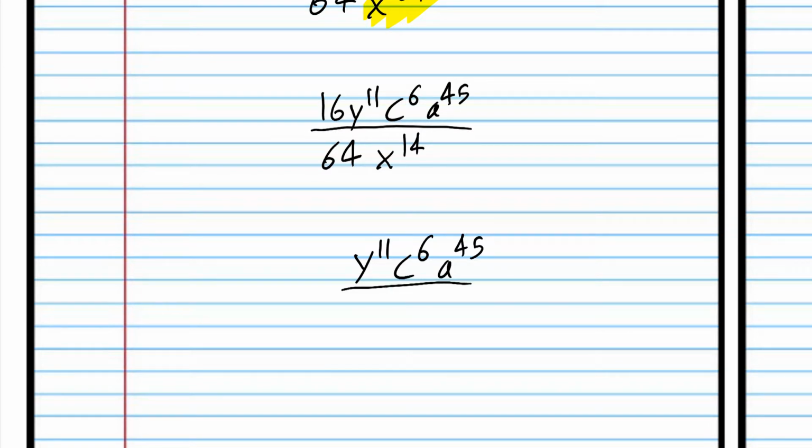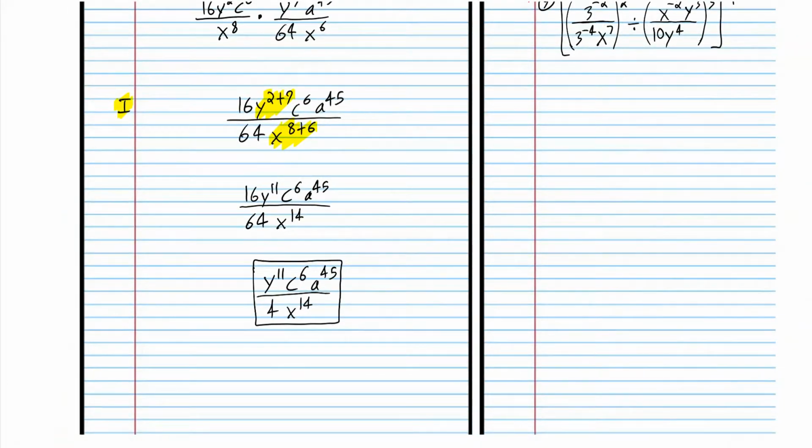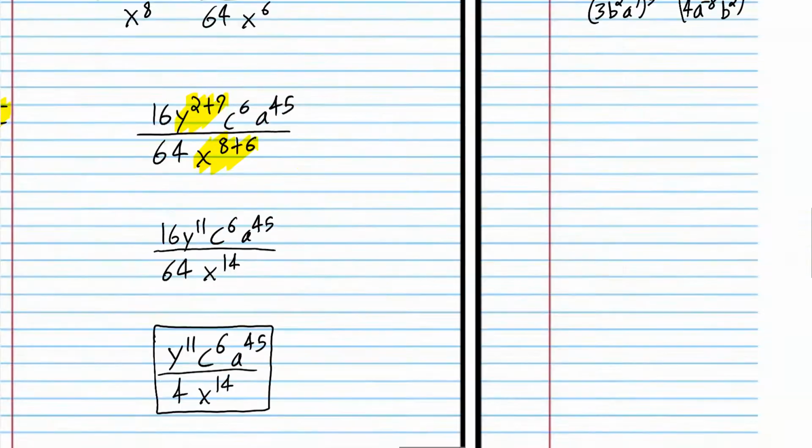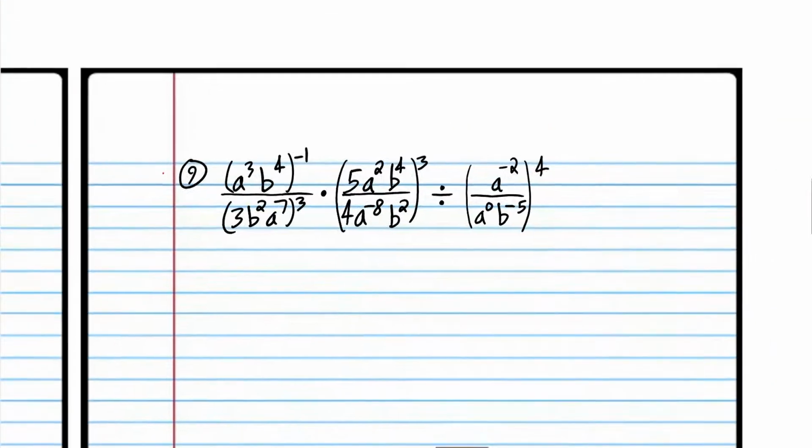And 16 divided by 16 is 1, and 64 divided by 16 is 4. And there you go. So that's the final answer. So if you got that answer, good job. Okay, on to the next problem.